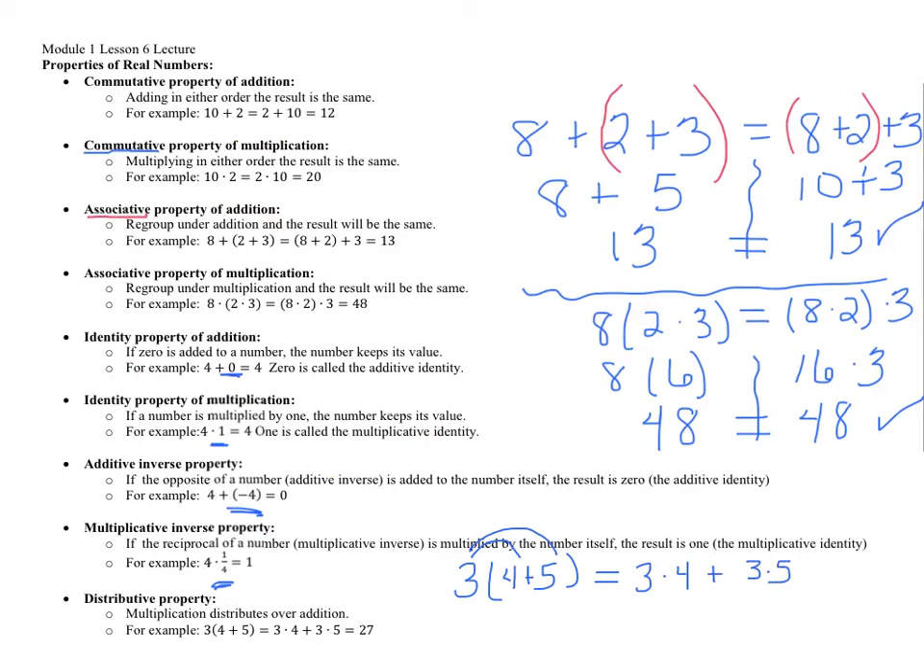So looking at this in two ways. First, 3 times the quantity 4 plus 5 could be thought of as 3 times, well, 4 plus 5 is 9, and 3 times 9 is 27. Alternatively, I can think of this as 3 times 4, which is 12, plus 3 times 5, which is 15. 12 plus 15 is 27.